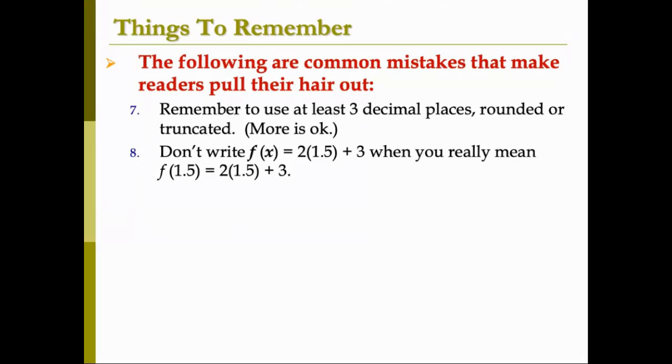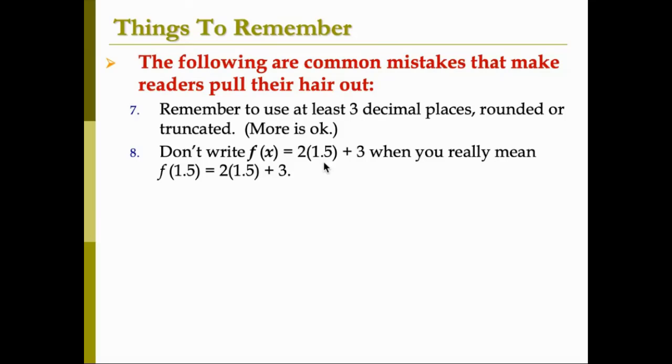Okay, don't write something like this. f(x) is equal to 2(1.5) plus 3, when you mean f(1.5) is equal to 2 times 1.5 plus 3. If you say f(x) is equal to this, you're saying your function is a constant, okay? So you're saying that f(x) is a constant. In fact, right here, for this example, you're saying f(x) equals 6, and only 6.